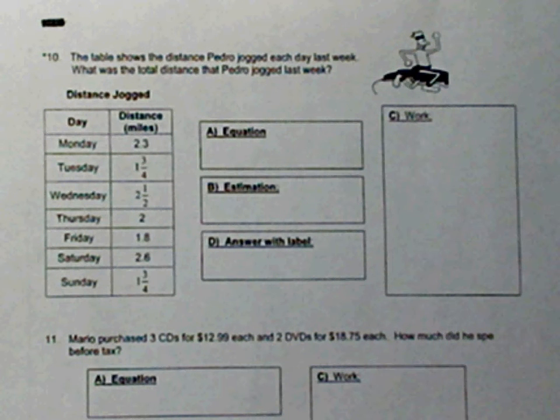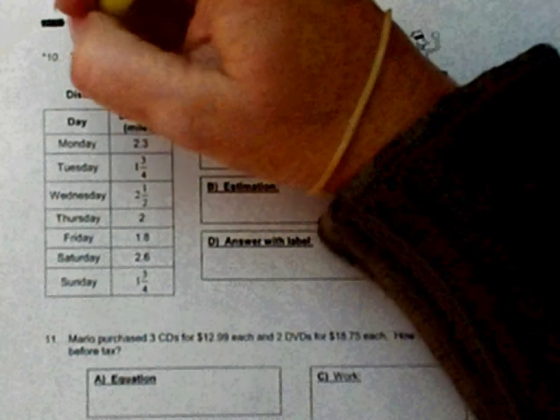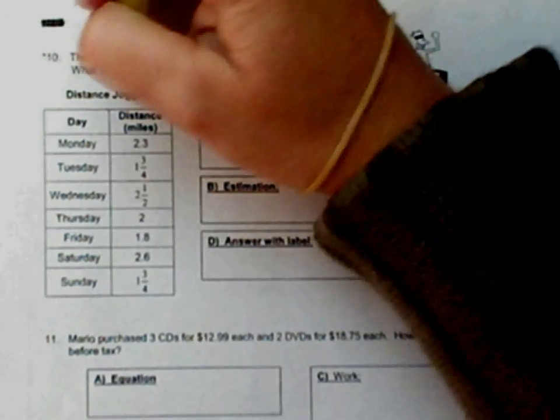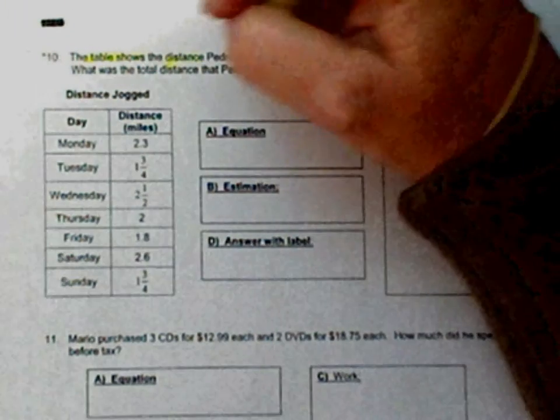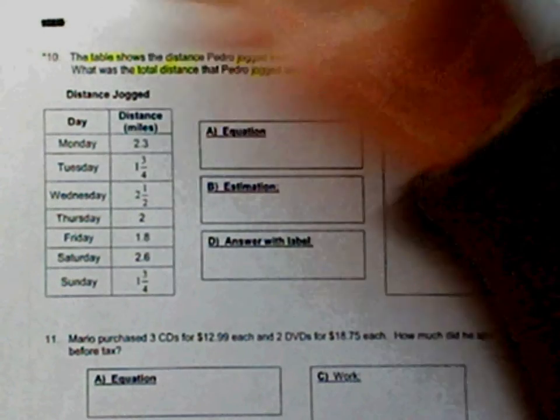Okay, we are in the final stretch, last page, numbers 10, 11, and 12. Number 10, the table shows the distance Pedro jogged each day last week. What was the total distance that Pedro jogged last week? So we're looking at a table that shows the distance he jogged each day last week. We're looking for the total distance that he jogged last week.